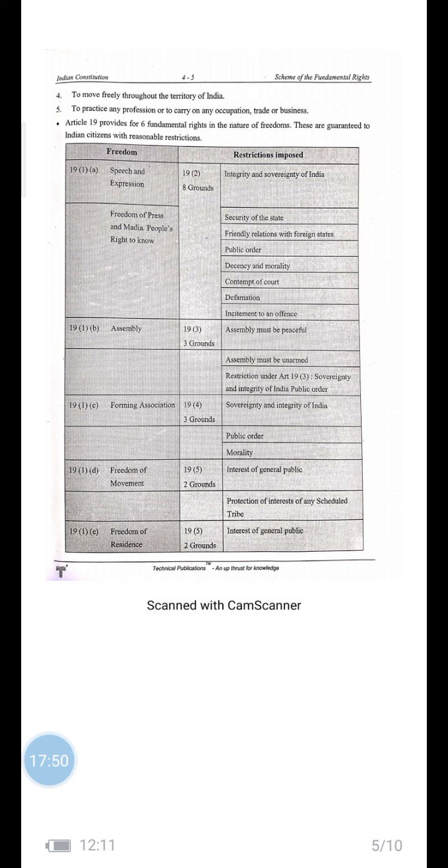Then assembly is considered as peaceful assembly by unarmed persons, with restrictions under sovereignty and integrity and public order. Then forming associations is considered with the integrity of India, public order and morality. Then freedom of movement is considered in the interest of the general public and the protection of the interests of the Scheduled Tribes, and the freedom of residence is considered for the general public.